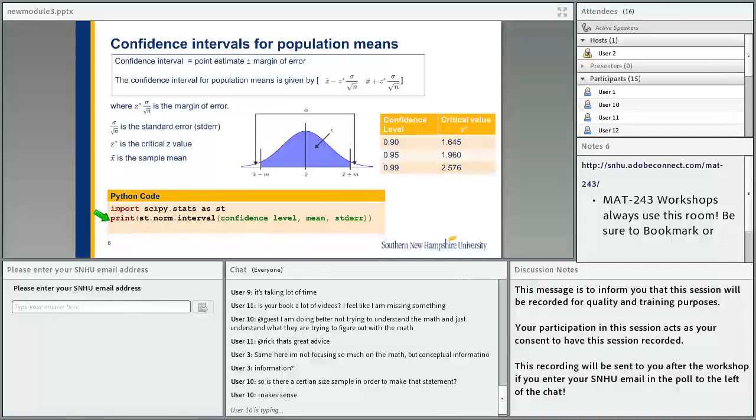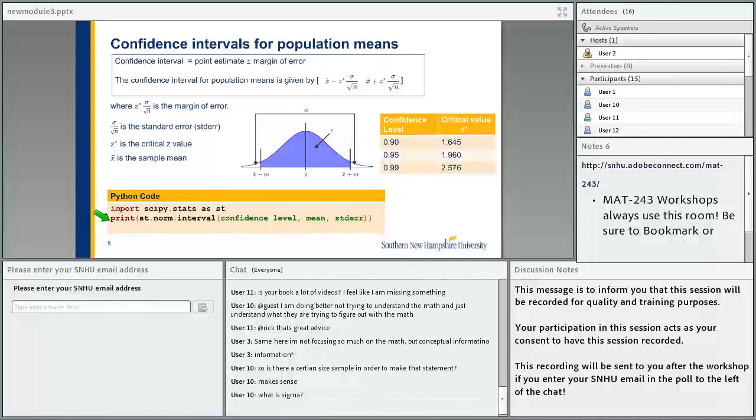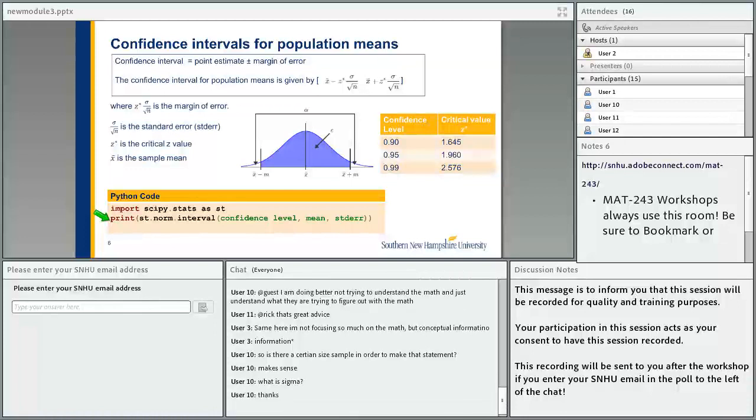Any questions so far? Sigma is the standard deviation of the population.